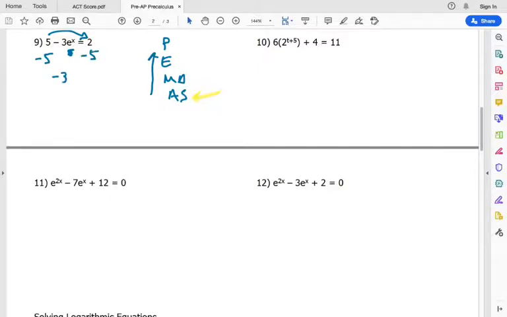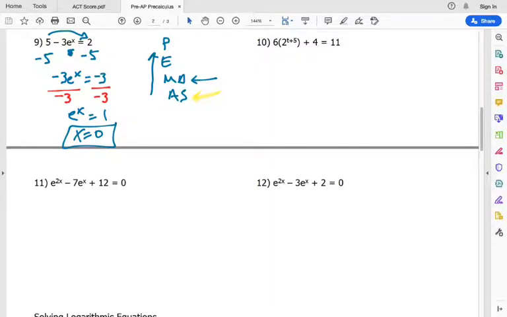That gives me a negative 3 e to the x equals a negative 3. Now we're going to undo any multiplication and division. So I'm going to undo that multiplication by dividing both sides by negative 3. So divide this by negative 3 and this by negative 3. And what I'm left with is e to the x equals a positive 1. Well, the only way for e to the x to equal a positive 1 is if x equals 0. E to the 0 power, anything to the 0 power is 1.